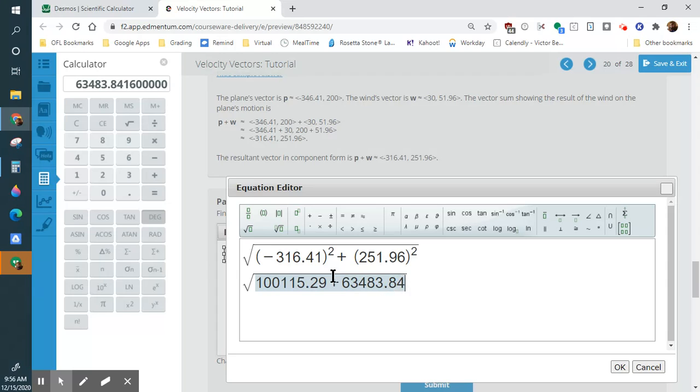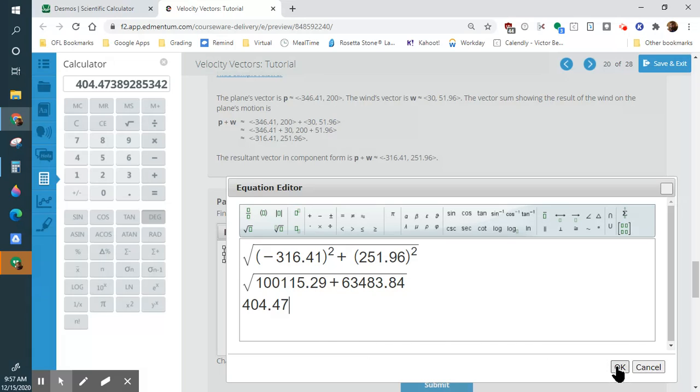84. I'm just doing two decimal places. So that's the resulting thing, and then I'm going to take the square root of that, which is 404.4. Okay, so we have this.